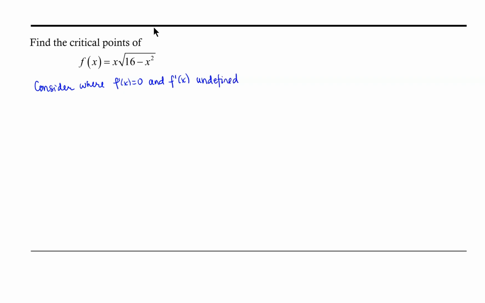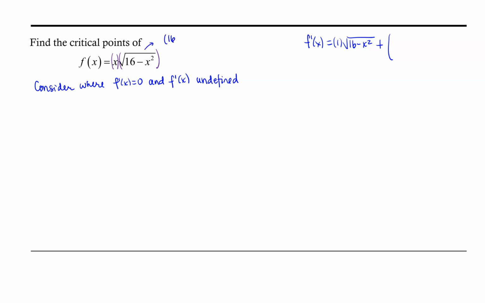So to find the critical points of our function, the first thing we need to do is to find the derivative of the function itself. So let's go ahead and do that. So f prime of x is equal to, notice that we have the product of x times the square root of 16 minus x squared. So we will be using the product rule. Derivative of x is 1, times the second function, which is the square root of 16 minus x squared, plus the derivative of the square root of 16 minus x squared.